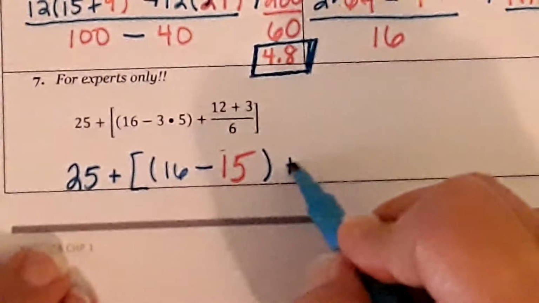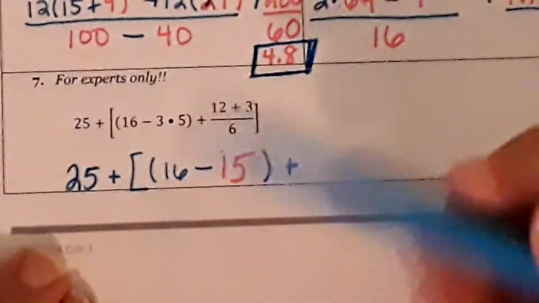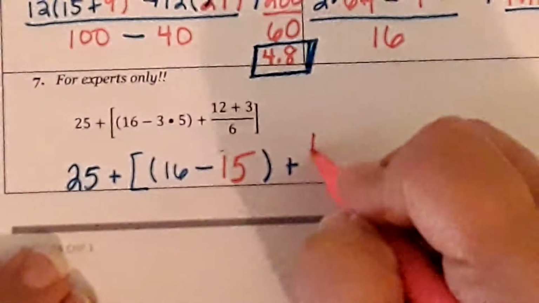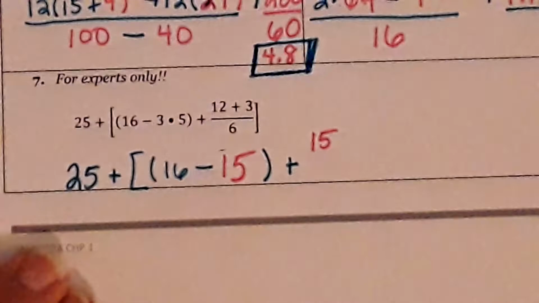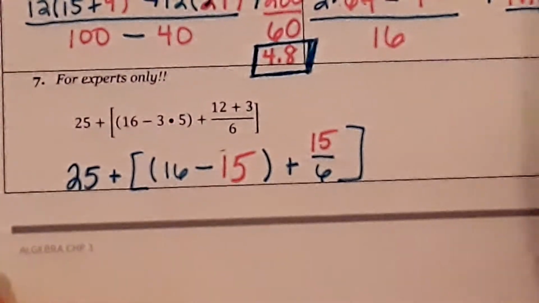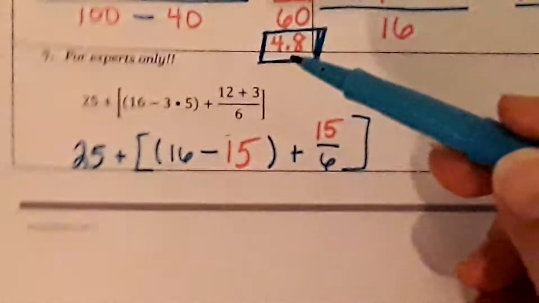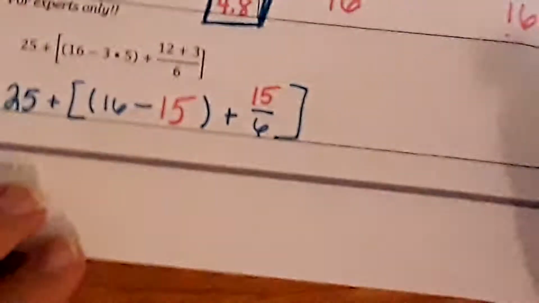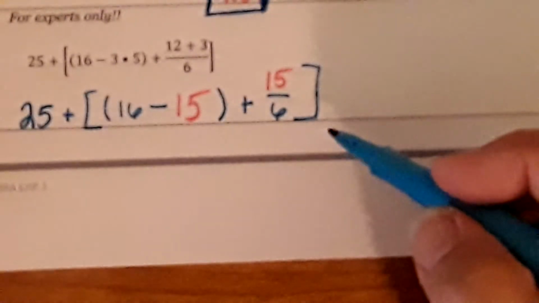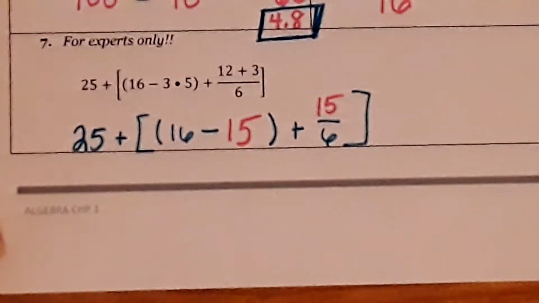So all I did was 3 times 5 and got 15. Now I'm going to take care of this, you guys, because this is also like a grouping sign. So 12 plus 3 is 15. And that's going to stay over 6. And then we're going to close that bad boy up. So I changed the 3 times 5 to 15. And I changed the 12 plus the 3 to 15. So now I'm still inside. I know you have a fraction. You're like, Miss Flurry, I hate fractions. You guys are going to do great with this.